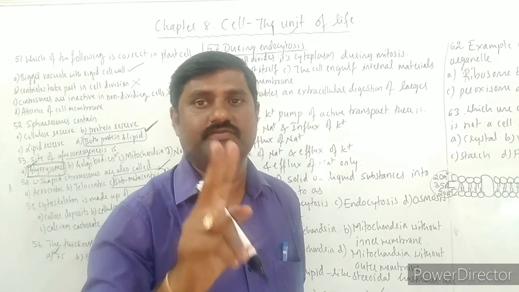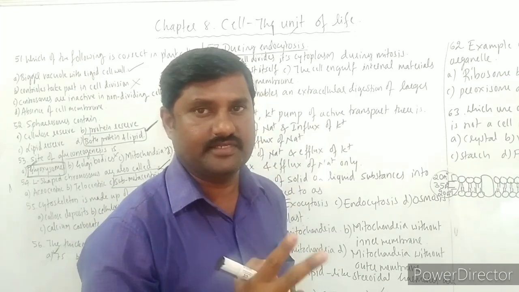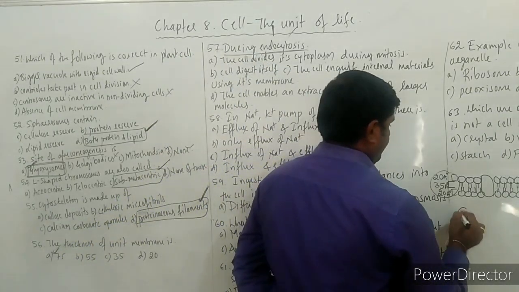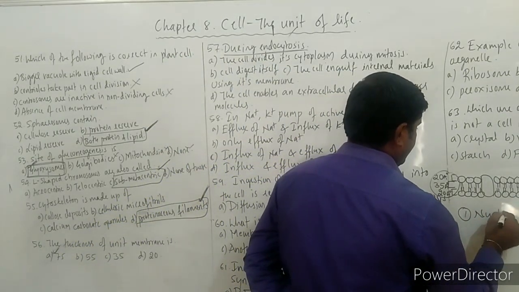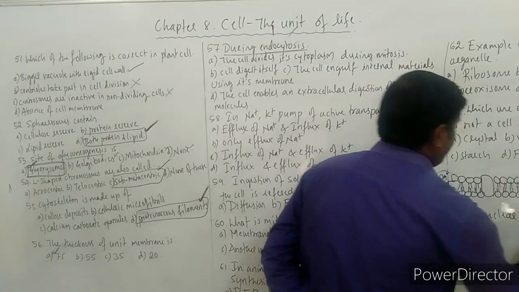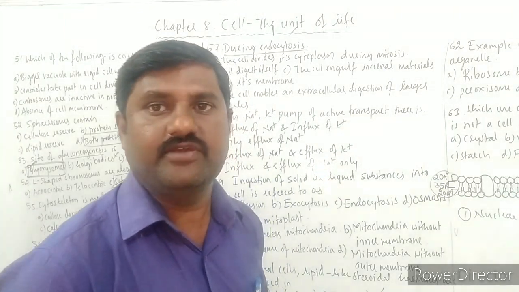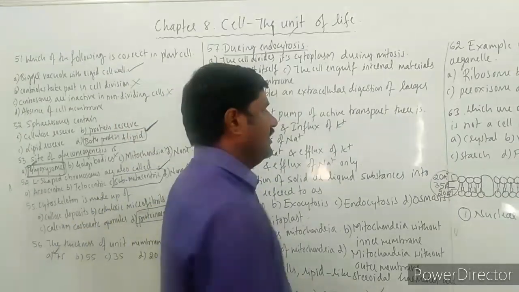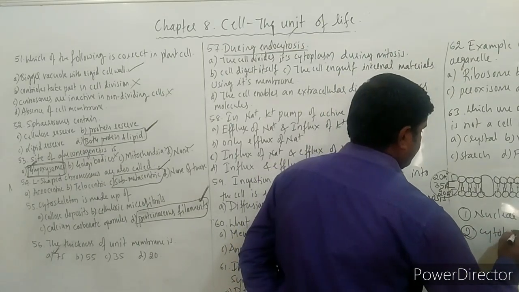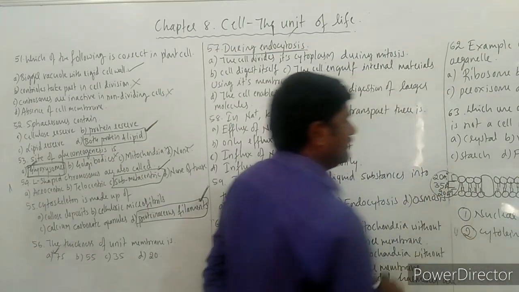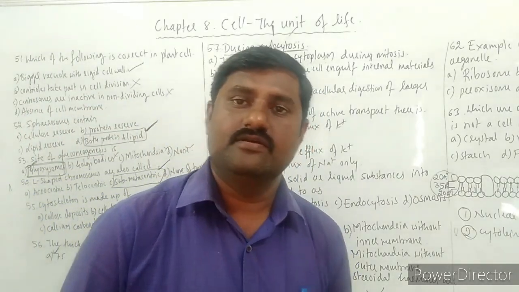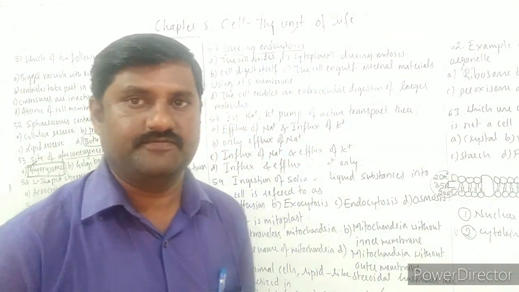There are 2 steps that we come across during cell division. What are those 2 stages? One is nuclear division. That nuclear division itself is called karyokinesis. And the second one is cytokinesis. What is cytokinesis? Cytokinesis means the division of the cell cytoplasm itself, right?